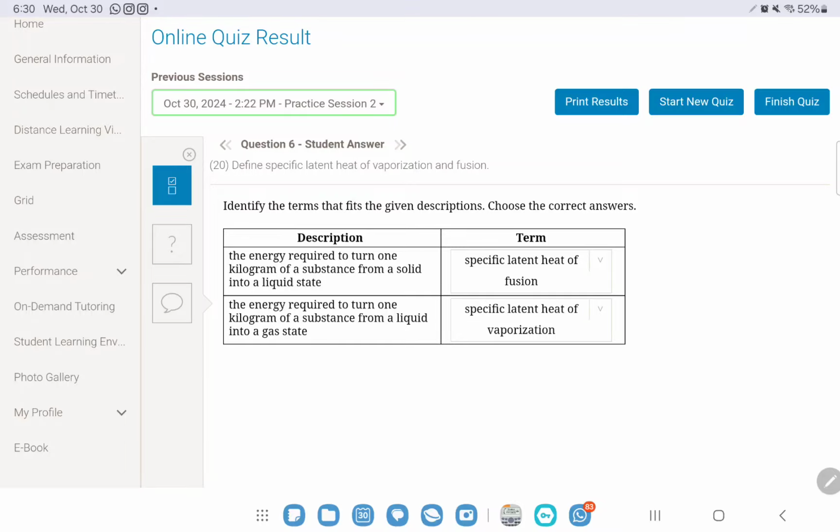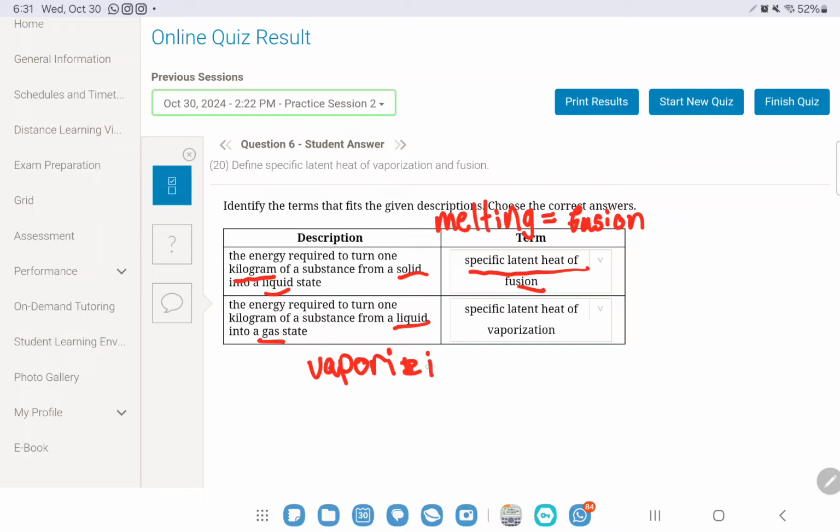Moving on. The energy required to turn 1 kilogram of a substance from solid to liquid. Solid to liquid means melting. Melting is the same as fusion. So when you see melting, or fusion, or solid to liquid, it's specific latent heat of fusion. Now from liquid to gas is vaporization, which means it's the specific latent heat of vaporization when you see liquid to gas. That is it.